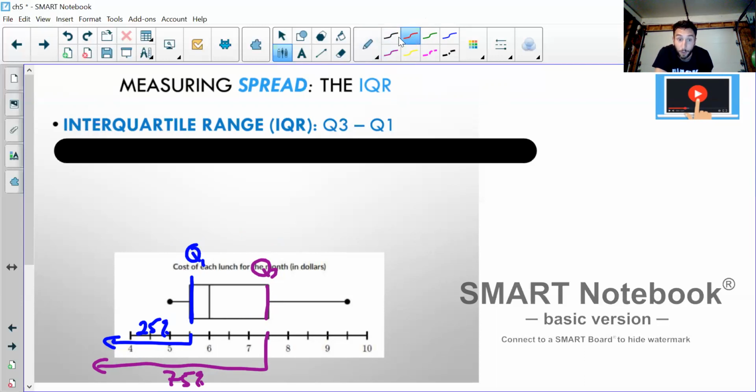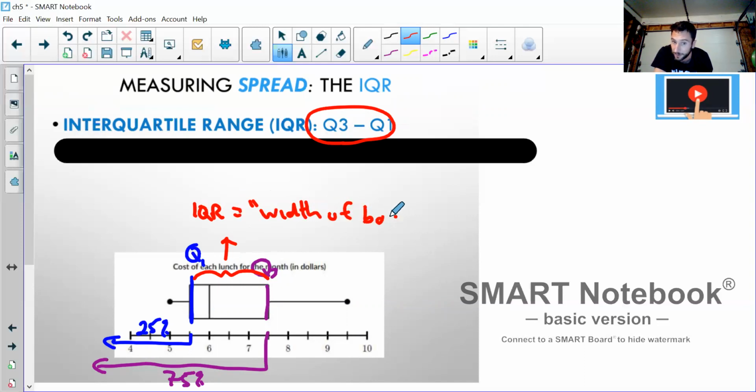The IQR is Q3 minus Q1, the distance between Q3 and Q1. So the IQR is from here to here. Or in other words, visually, the IQR is represented by the width of the box. So if we want to compare IQRs with a bunch of box plots, we can quickly see that the one with the biggest box has the largest IQR. If it has the most narrow box, that's the smallest IQR.